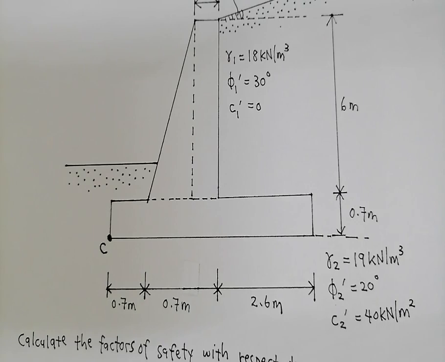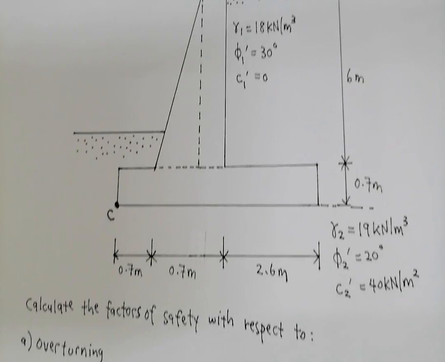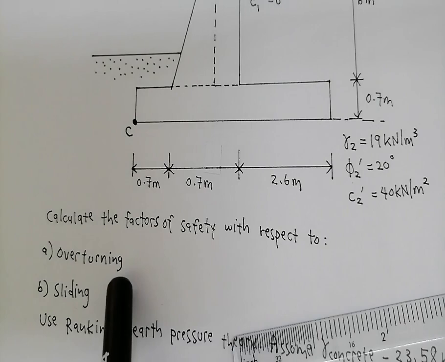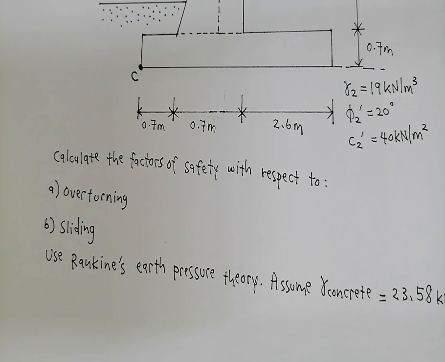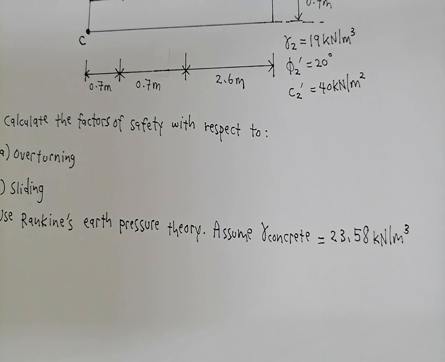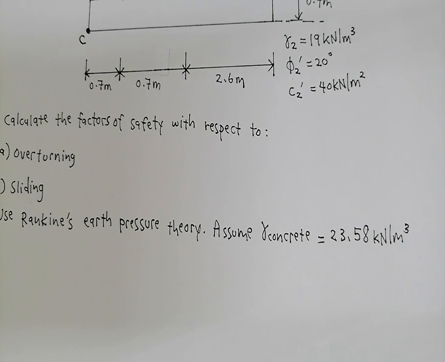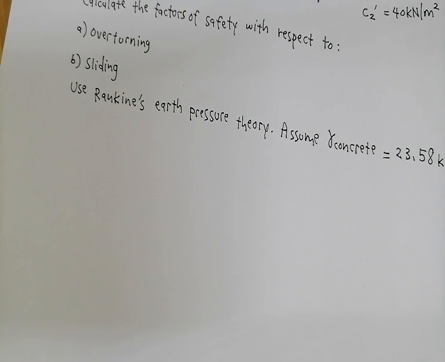There is no groundwater table involved. We have to calculate the factors of safety with respect to A, overturning, and B, sliding, and for this one we have to use Rankine's earth pressure theory. We assume the unit weight of concrete to be 23.58 kilonewton per meter cubed. Let's start. As usual, we'll start by calculating the PA.